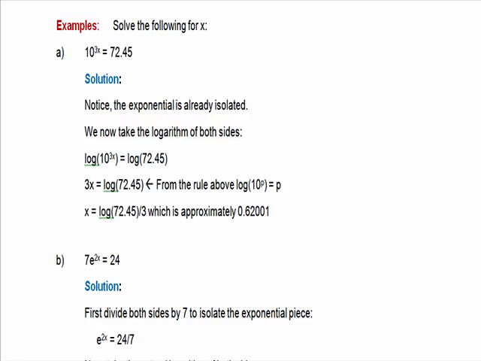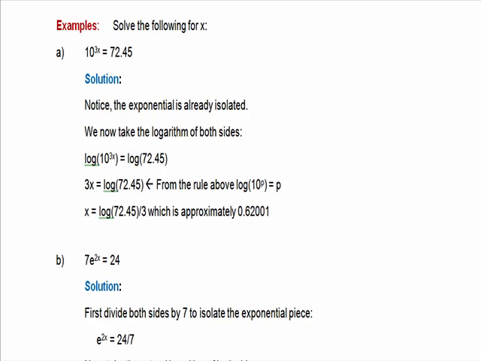We're now going to take the logarithm of both sides. Since this is 10 raised to the, I'm going to take the common log of both sides. So I'll take the log of 10 to the 3x equals the log of 72.45. Now, from our previous properties, we realized that log evaluated at 10 to the 3x is an expression that involves inverses. And so the log and the 10 will cancel out and just leave us with 3x. So we end up with 3x equals the log of 72.45.